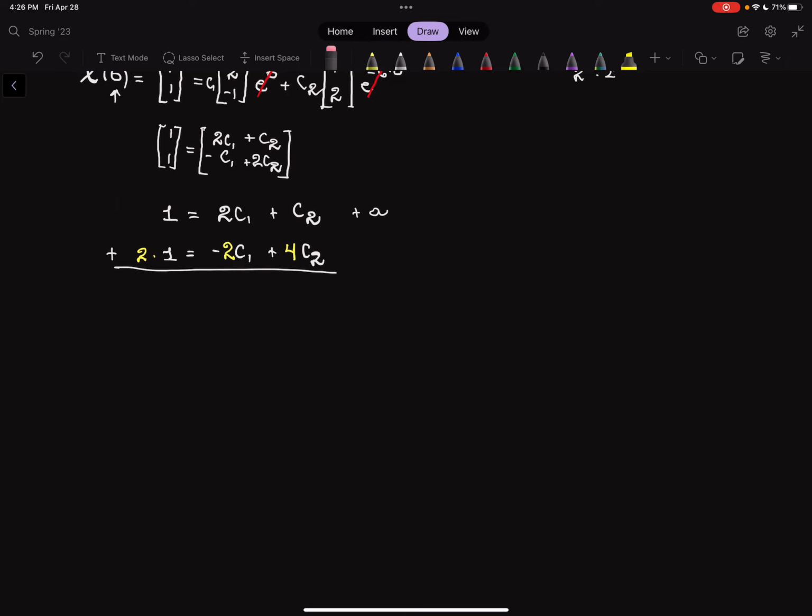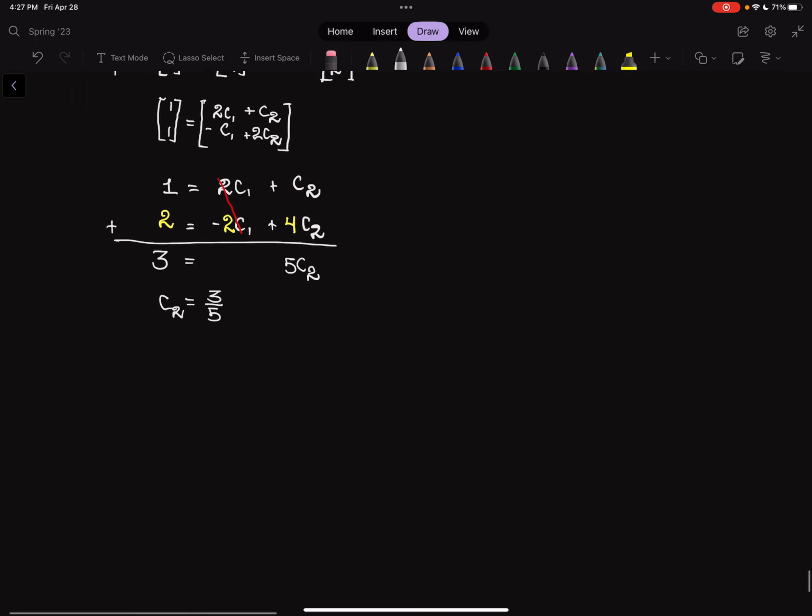So now, what are we going to do? Well, we're going to have 2 here. 2 times 1 is 2. 2 plus 1 is equal to 3, and that's equal. And I did this because this cancels out, so now we only deal with the C2. We have C2 plus 4C2, which is 5C2. So C2 happens to be 3/5 if we divide both sides by 5.